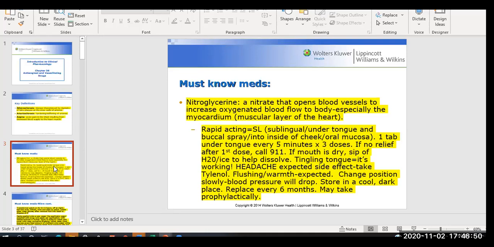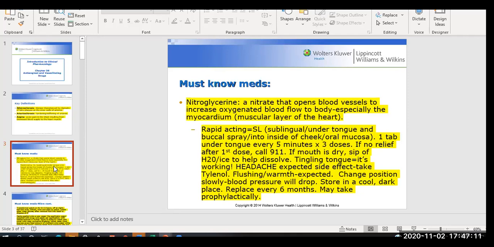You store it in a cool, dark place. You replace that prescription every 6 months, whether you need it or not. And you can take sublingual nitro prophylactically. In other words, if you have been diagnosed with angina, let's say Mrs. Jones is diagnosed with angina.